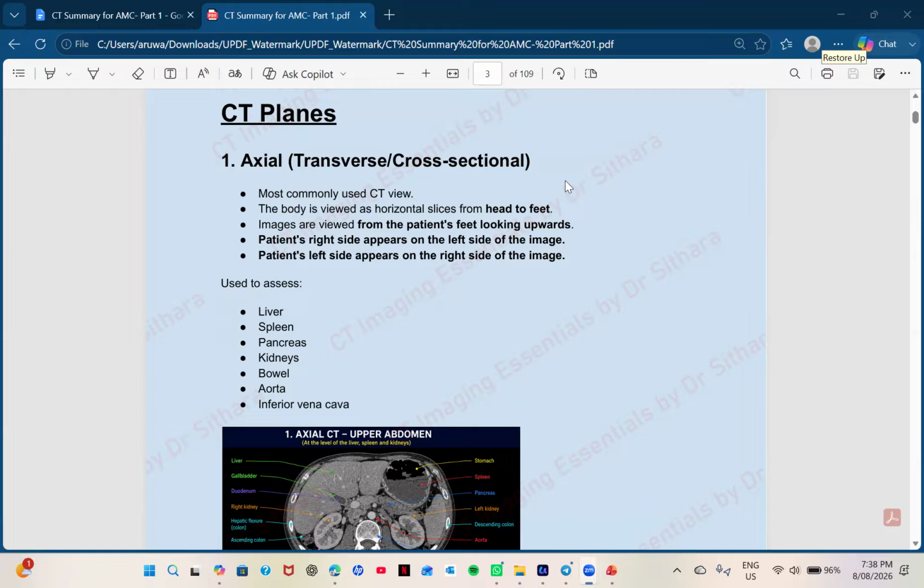Okay, that's what, you don't need to remember it, but get the general idea. Okay, the general idea. In CT, we have different planes, right?